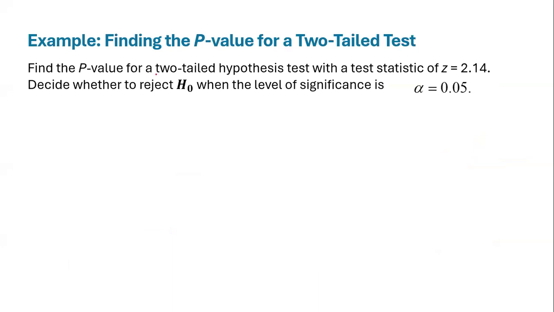This time we have a two-tail test, and the test statistic is 2.14. So we have a two-tail test. That means we have two z-values. This is 2.14, this is negative 2.14, and the p-value is these areas. So half of the p is on this side, the other half is on this side. So you only need to find one of these areas and then multiply it by 2.